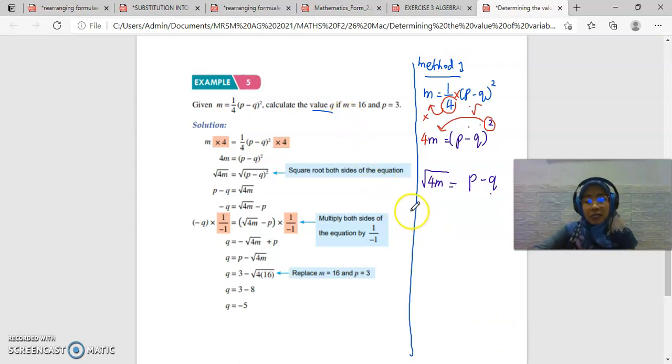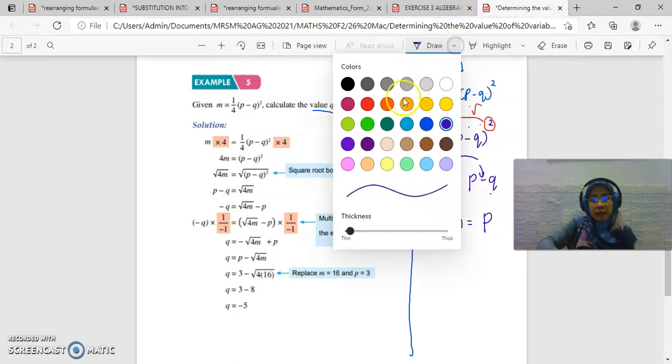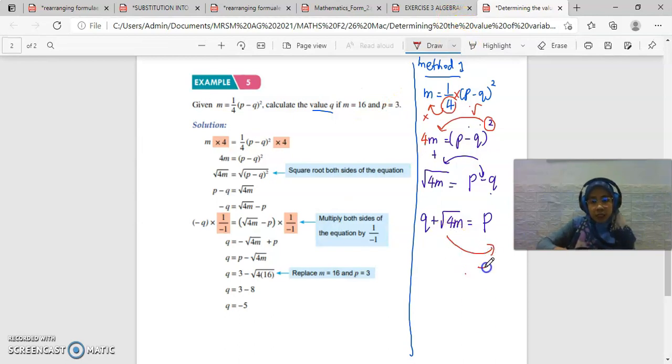Okay, so now we want q as the subject. This q actually has a coefficient of 1. But the problem here is q is in the form of negative. So when you bring the negative to the other side, it will become positive. So I will bring q to the front, because I want to make it the subject in positive form. And then I will bring the square root of 4m to the other side, it is subtracted. So q equal to p minus square root of 4m.